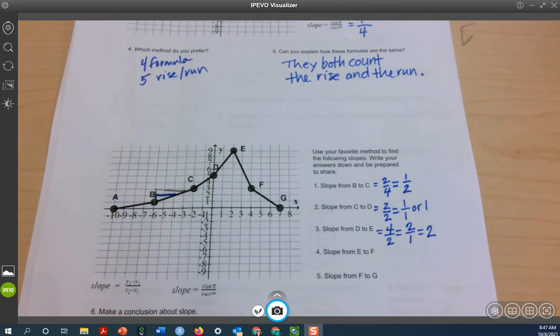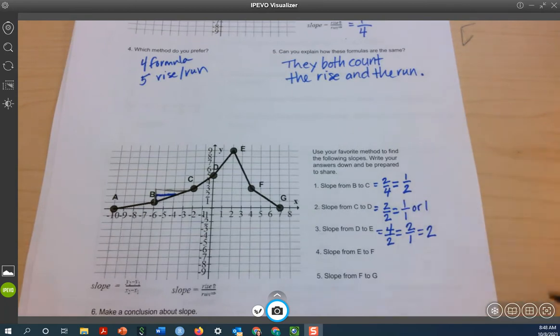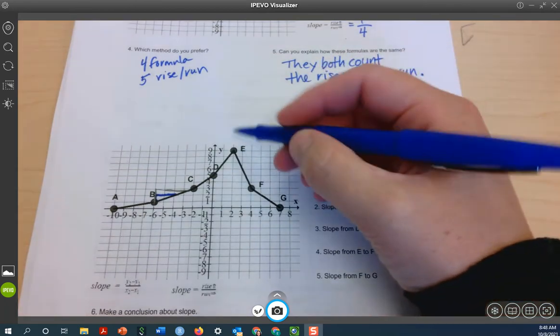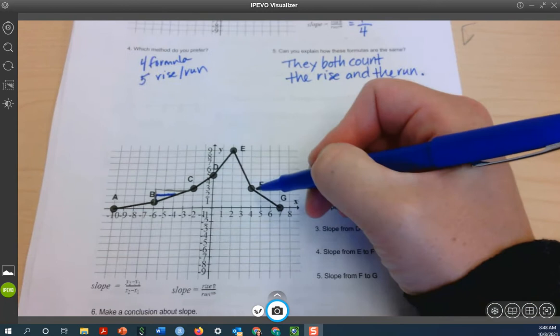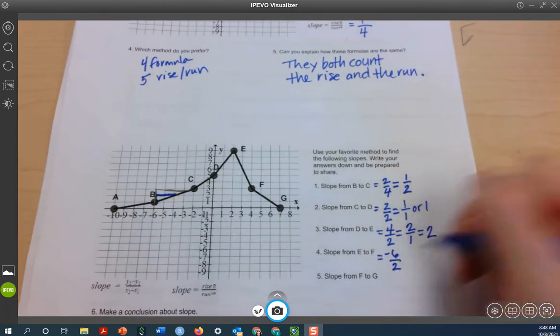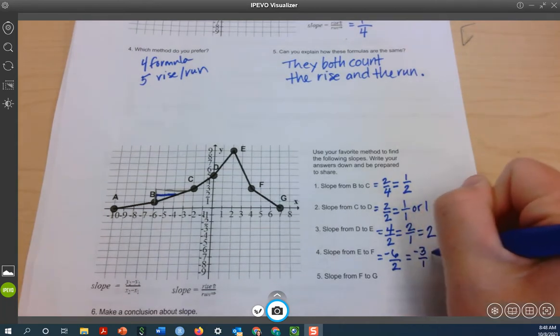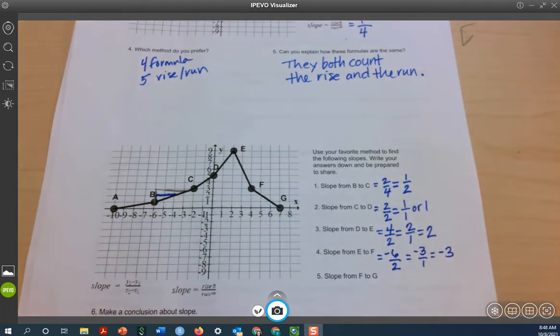All right, Nadim, are you checking your work? So far, so good? Okay. Sarah, what about EF? -3. So some of you started with -6/2, right? And then Sarah made that -3. Some of you made it -3/1. But remember, that can also be -3. So any of those are good.